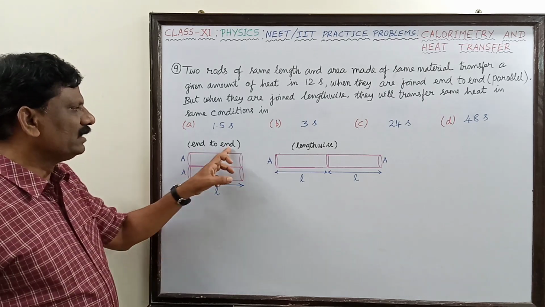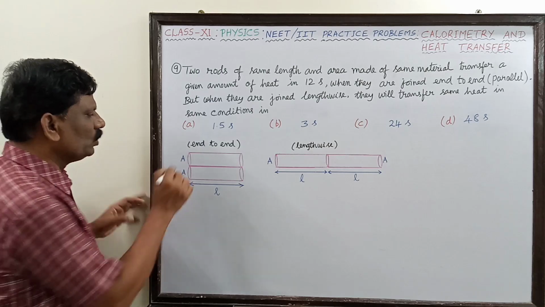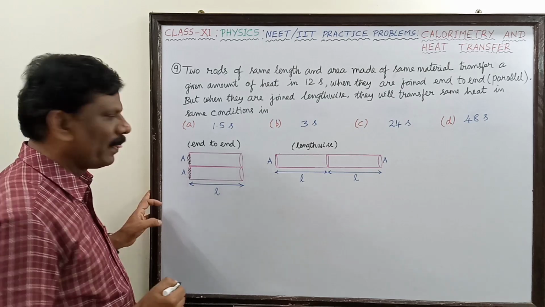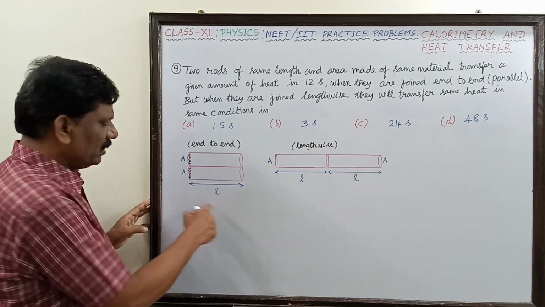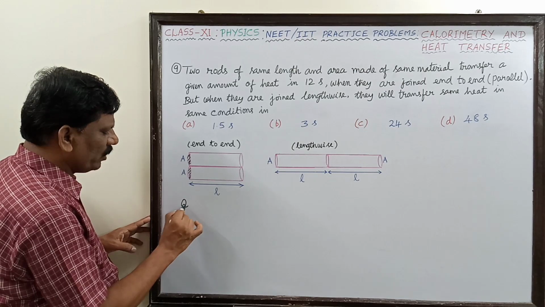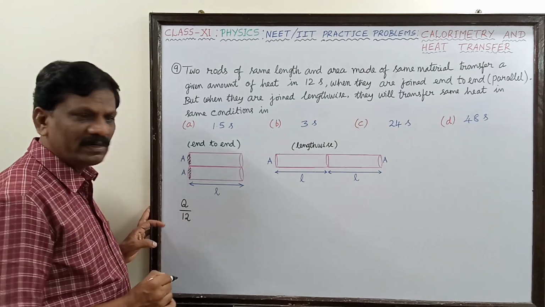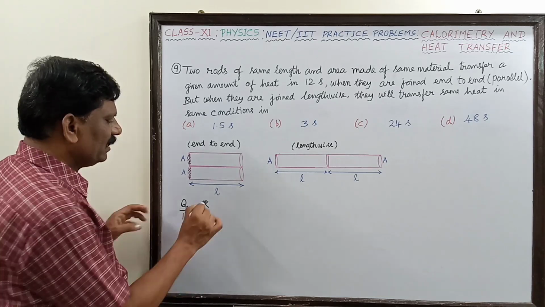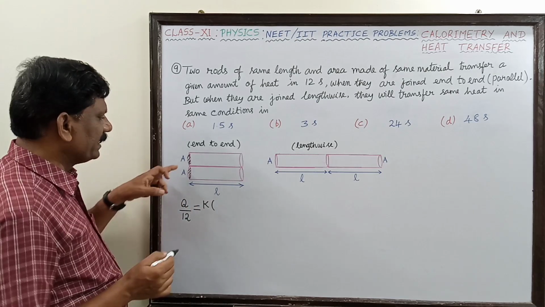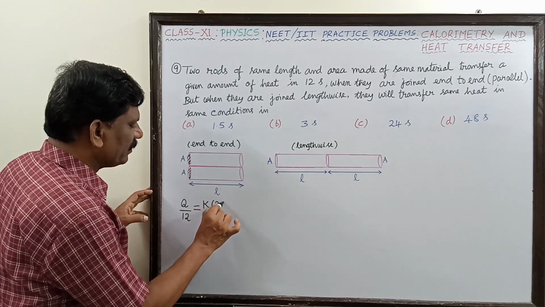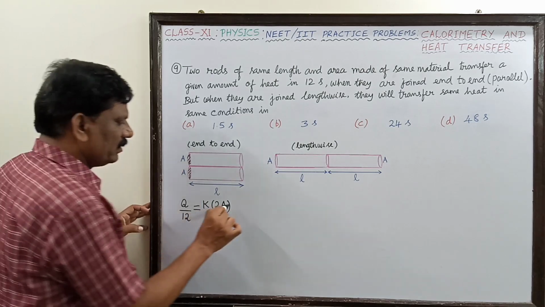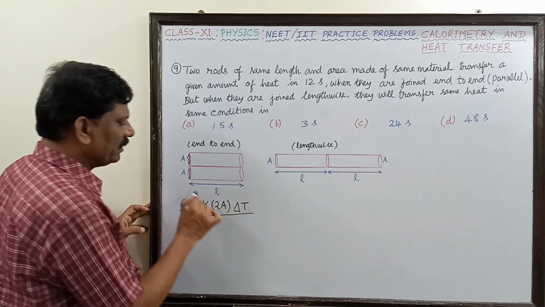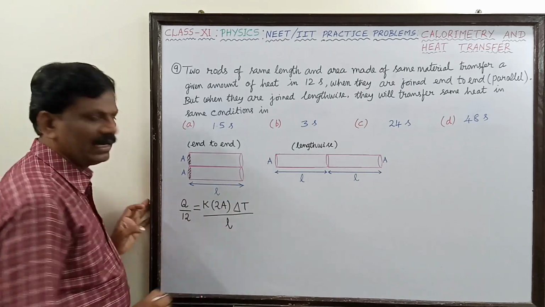When they are connected end to end, you can see here the total area through which the heat flows is A plus A. So that is equal to 2A. But the length is L. So the quantity of heat Q divided by time t, that is 12 seconds, is equal to K, the thermal conductivity of the material, into the area through which the heat flows, A plus A, that is 2A, into delta T divided by L. The length of the rod here in the first case is L.